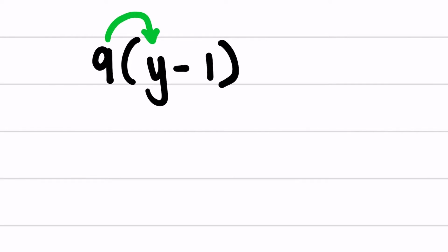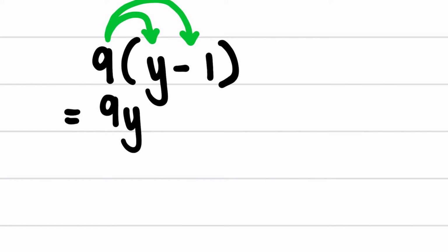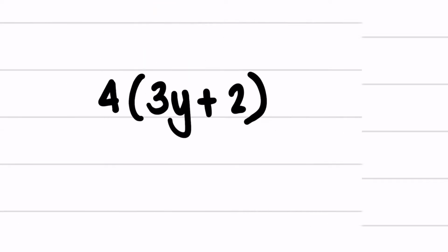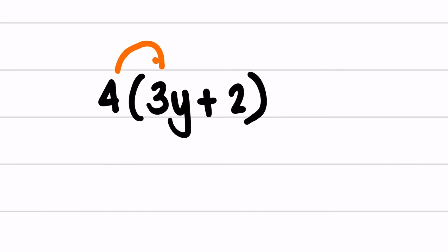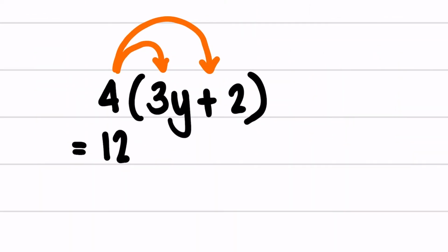We're going to take the 9 and multiply it into the bracket. So 9 into y minus 1: 9 times y is 9y, 9 times negative 1 is negative 9. 4 into 3y plus 2. Going to multiply it with the first term, and with the second term. So we're going to have 4 times 3y. I'm going to multiply the numbers together, so the 4 outside the bracket with the coefficient of the y inside the bracket. And 4 times 3 is 12. Carry down my y. Then I'm going to multiply the 4 with the positive 2, and 4 times positive 2 is positive 8.